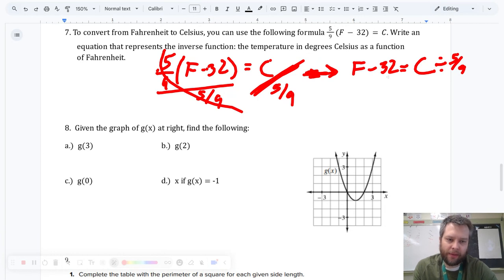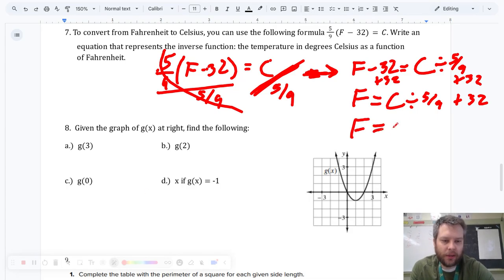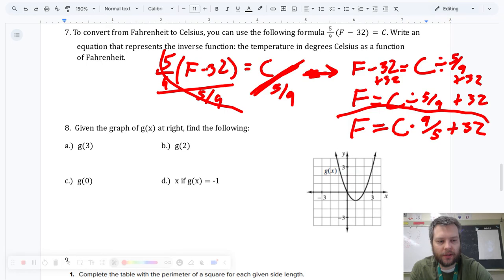Next, I want to get F by itself, so I add 32 to both sides, and I get F equals, so plus 32, plus 32. Please don't try to combine those. C divided by 5/9 plus 32. That is a correct answer. If you want, maybe you remember that dividing by a fraction is the same as multiplying by its reciprocal. So you can write it like this. That's the inverse function.